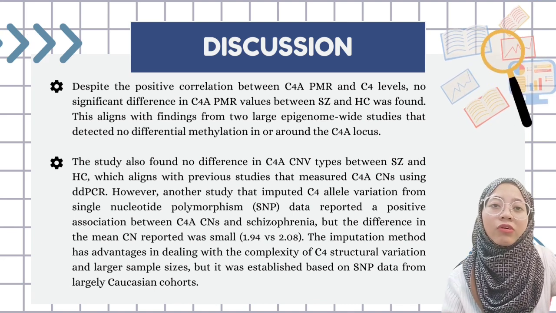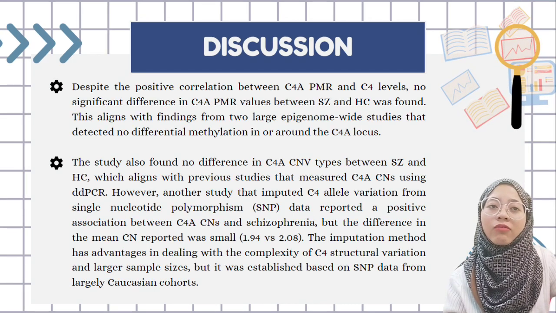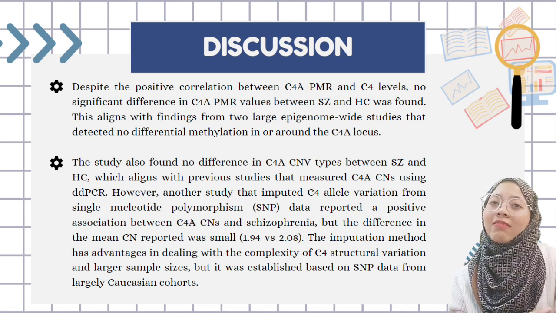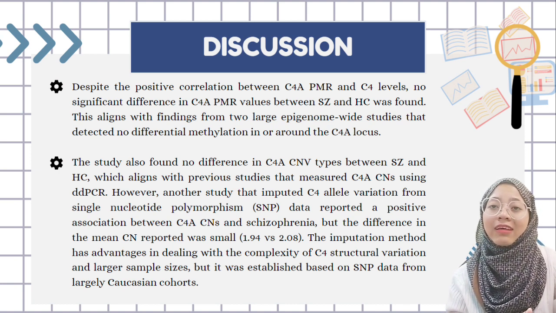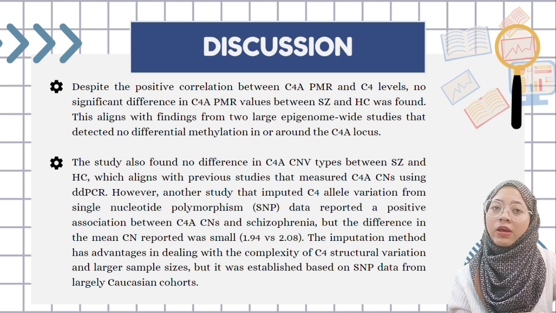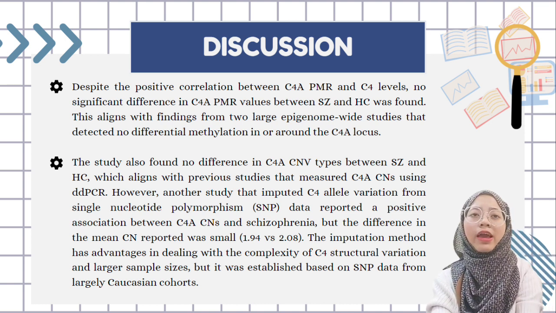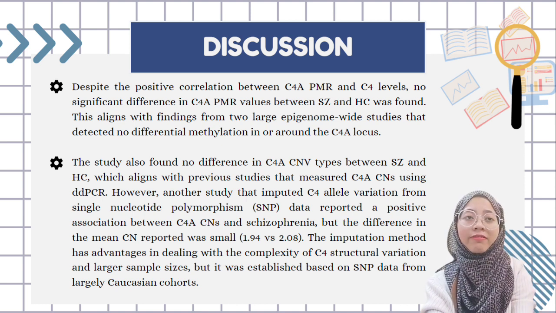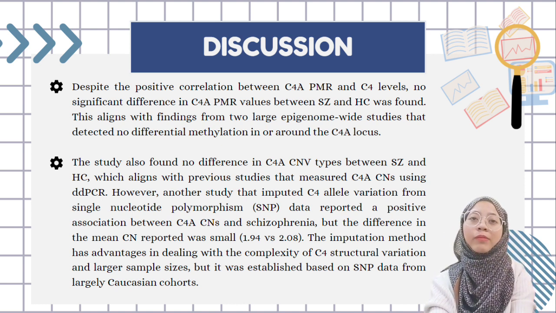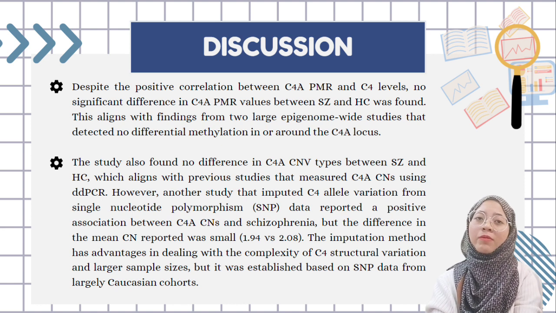Despite the positive correlation between C4A and C4 levels, no significant difference in C4A PMR values between SZ cases and HC was found. This aligned with findings from two large epigenome-wide studies that detected no differential methylation in or around the C4A locus. The study also found no difference in C4A CNV types between SZ cases and HC, which aligns with previous studies that measured C4A CN using ddPCR.